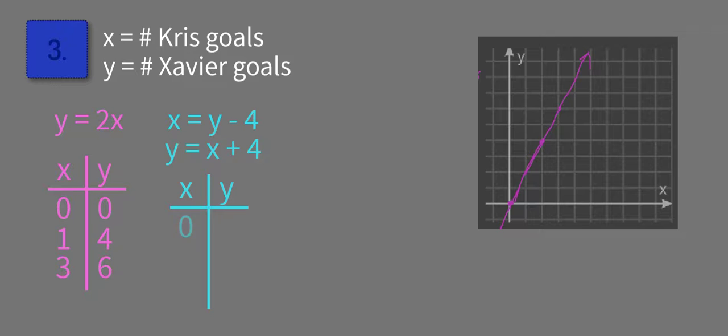So when x equals 0, 0 plus 4 is 4. So 1, 2, 3, 4. When x equals 1, y equals 5. When x equals 4, y equals 8. So 1, 2, 3, 4, 5, 6, 7, 8. So we have our 3 points.